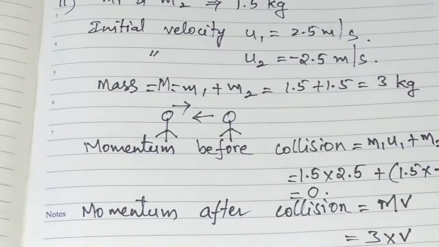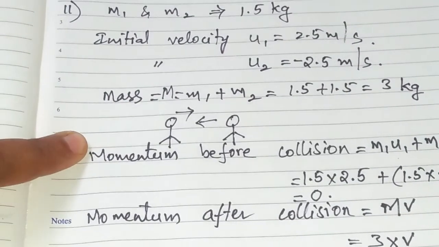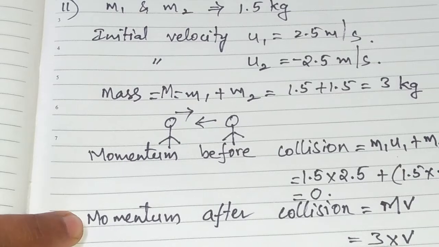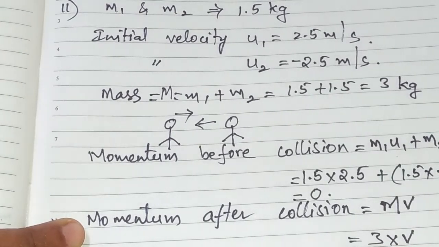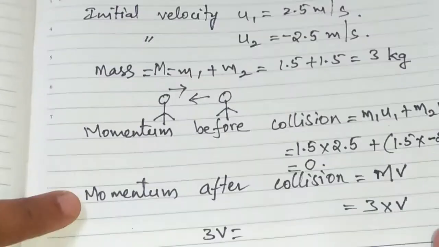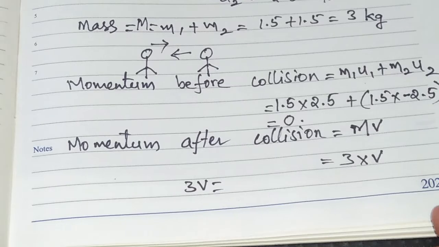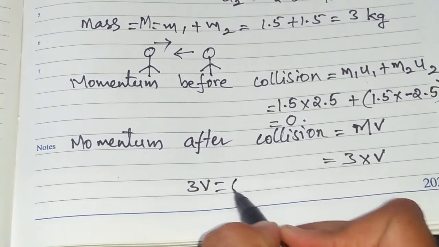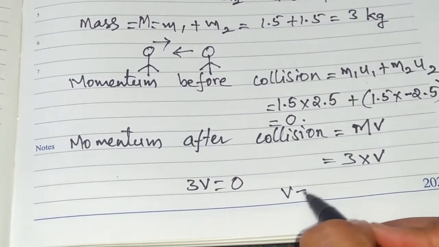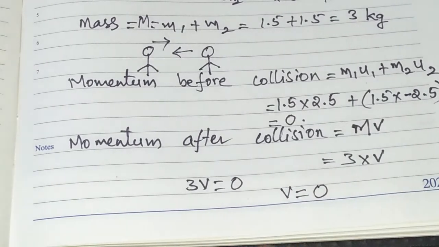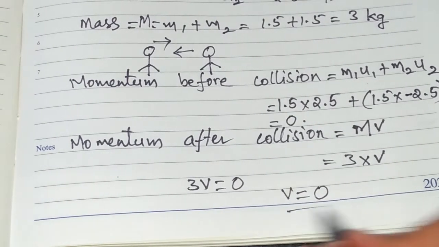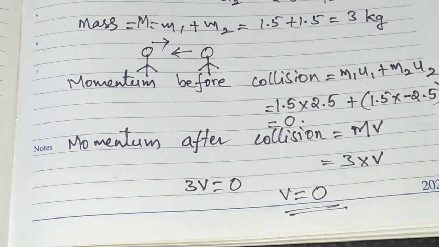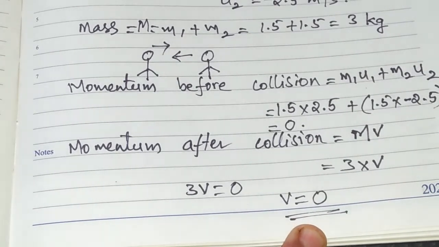But here you see, momentum before collision equals momentum after collision. So what can we write? 3v is equal to 0, where 3v is the momentum after collision. Then what happens to v, children? 0 by 3, that is nothing but 0. So the final velocity of the objects when they are sticking with each other will be 0.